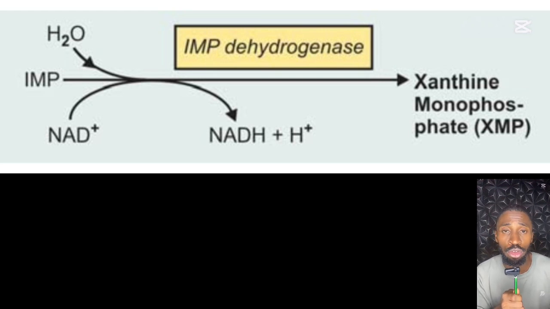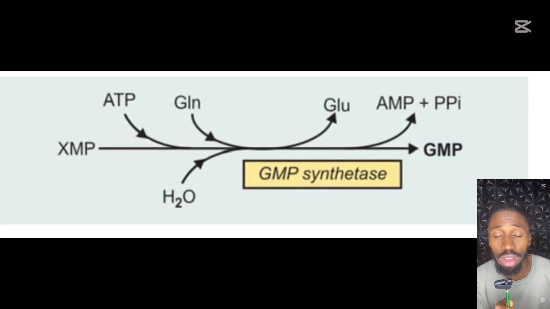Xanthosine monophosphate can give us GMP, guanosine monophosphate, by using GMP synthetase. When we use GMP synthetase, we drop off the amino group from glutamine, converting it to glutamate. We are also utilizing water and ATP in this reaction. So when we utilize water and ATP, xanthosine monophosphate is converted to GMP. The same thing: GMP is RNA, so it can be converted to DNA by ribonucleotide reductase. So it's very, very easy.